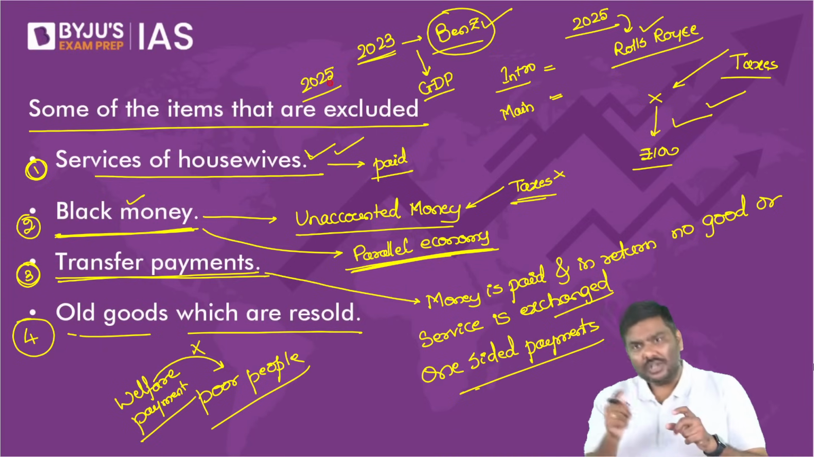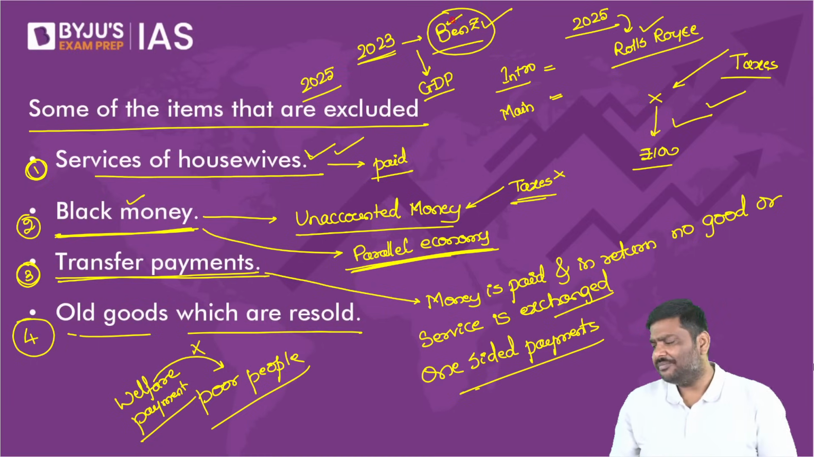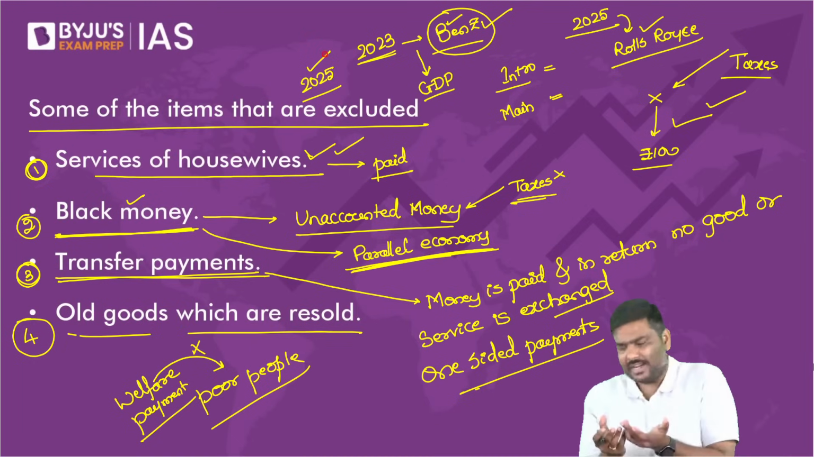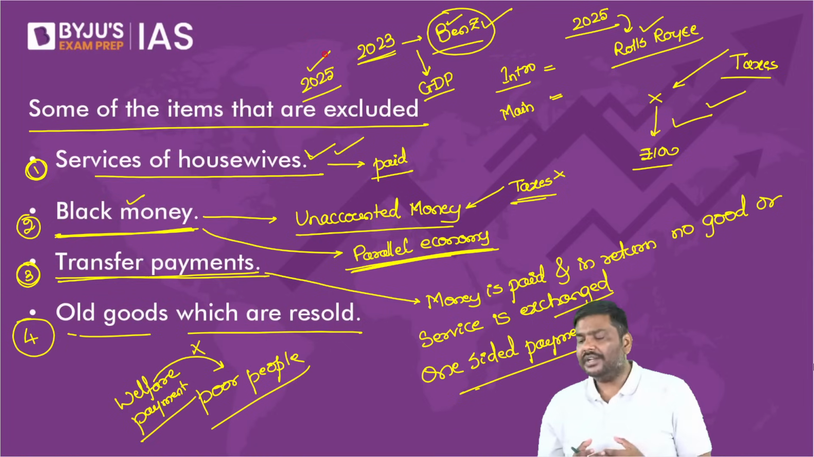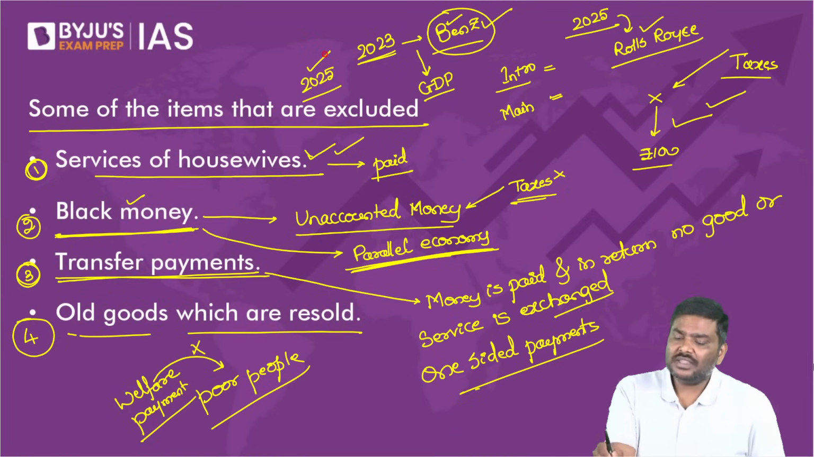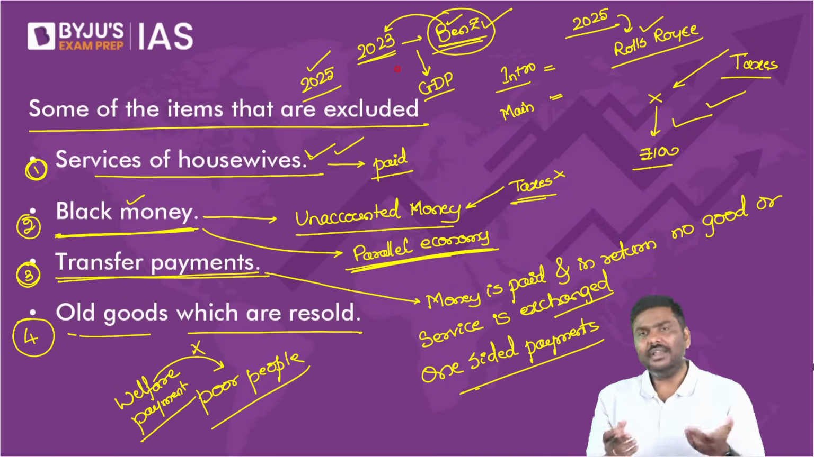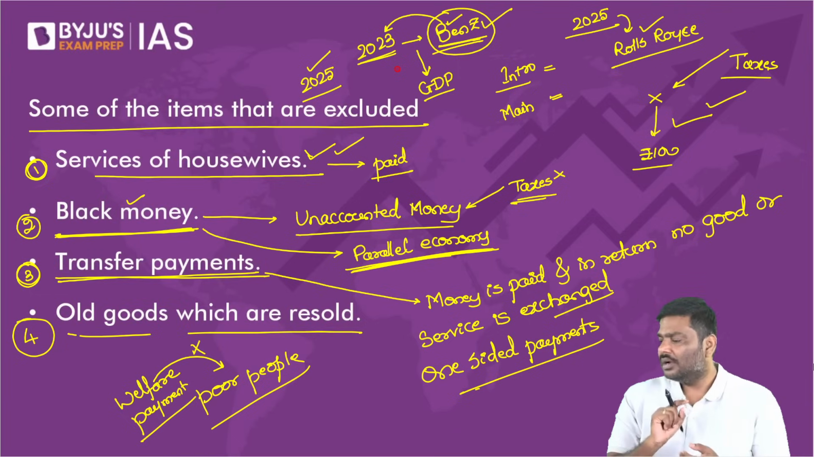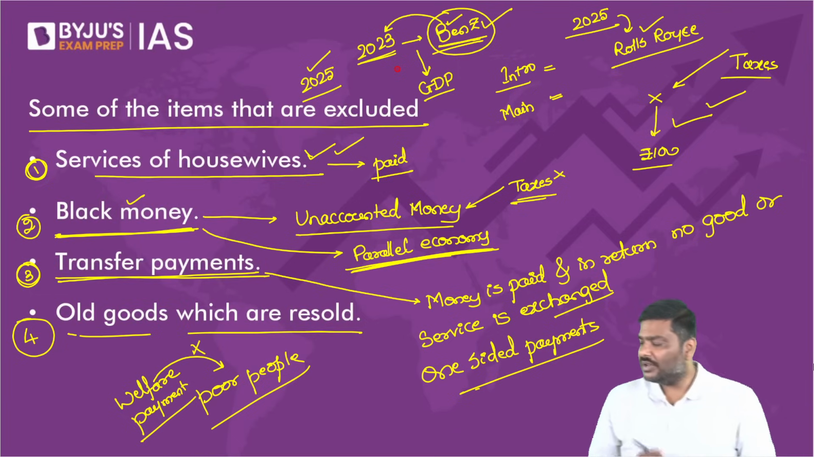Should you count the value of the Benz car in the calculation of 2025 again? Let me know. Should you count the Benz car market price again in GDP 2025? No, you should not count it. Why? The value of the Benz car has already been counted in GDP for 2023. If you count it again, same argument, it will lead to double counting. So these are certain things that you'll have to exclude when you're calculating GDP.